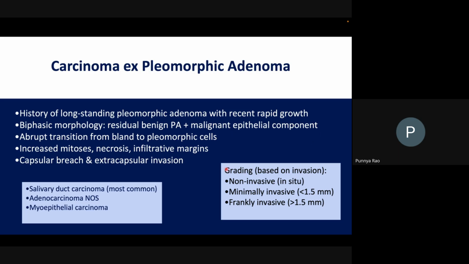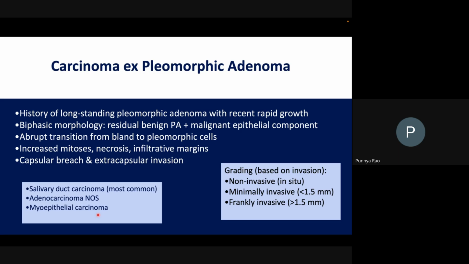This malignant epithelial component could be either a salivary duct carcinoma, it could be adenocarcinoma, not otherwise specified, or you can have a myoepithelial carcinoma arising in a pre-existing benign pleomorphic adenoma, and that is the only scenario in which you will encounter myoepithelial carcinomas. Otherwise, they are extremely rare. So in a pre-existing pleomorphic adenoma, occurrence of a myoepithelial carcinoma is pretty common, and that's the only place that you will be able to see myoepithelial carcinoma. Otherwise, very difficult to see these cases.